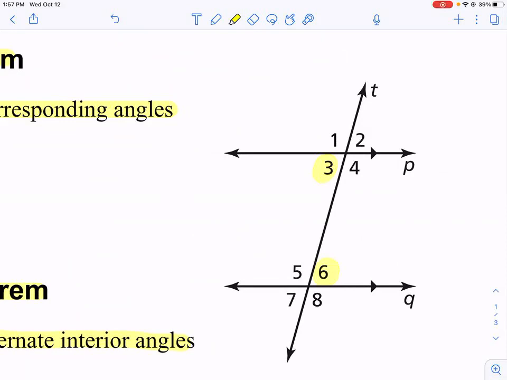So as long as we have parallel lines, then we know that these two angles are congruent. So if angle 3 was 70 degrees and these two lines are parallel, then we know angle 6 is also 70 degrees. I like alternate interior angles because it makes a Z.